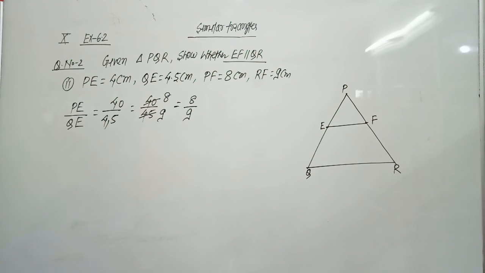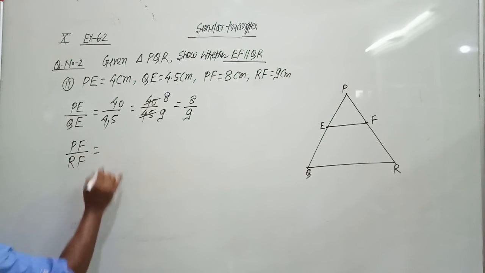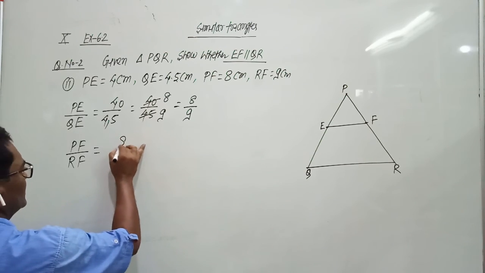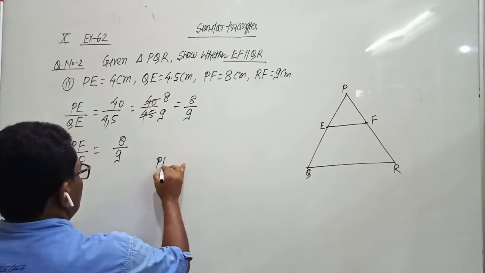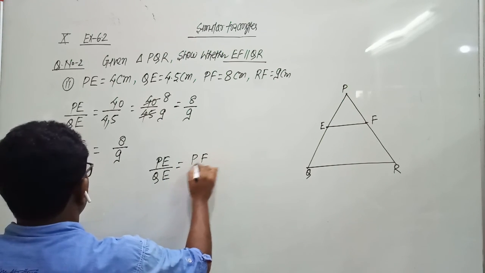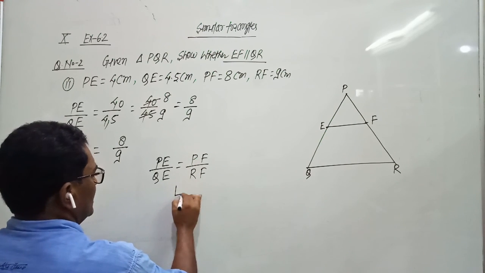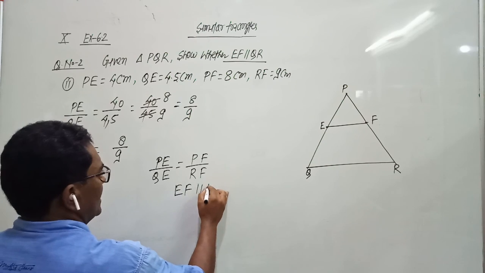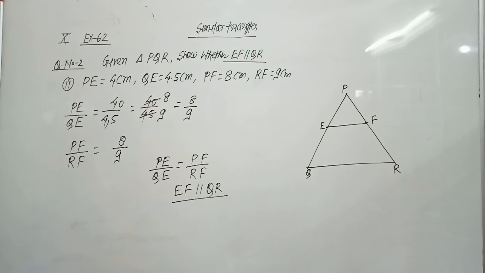Then we find the ratio PF by RF. PF is 8 centimeter and RF is 9 centimeter. We conclude that PE upon QE equals PF upon RF. Therefore, since the sides are in proportion, EF is parallel to QR. So in the second case, EF is parallel to QR.